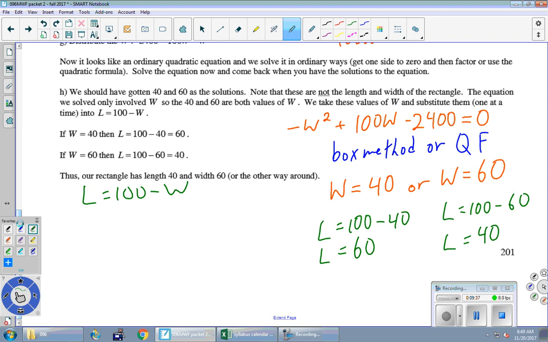So we tell our farmer there are two solutions to this problem with his or her 200 feet of fencing. They could either make a rectangle where the width is 40 and the length is 60, or where the width is 60 and the length is 40. Actually, it turns out to be the same rectangle. Either way, it's a 60 by 40 rectangle. But technically, there are two separate solutions to this problem.